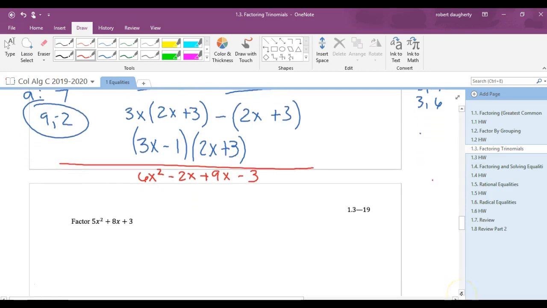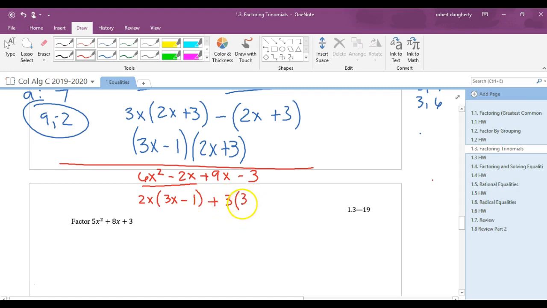So what can be factored out of these first two terms? 2x. And that leaves me with 3x minus 1. Okay. Plus, and then what can be factored out of here?